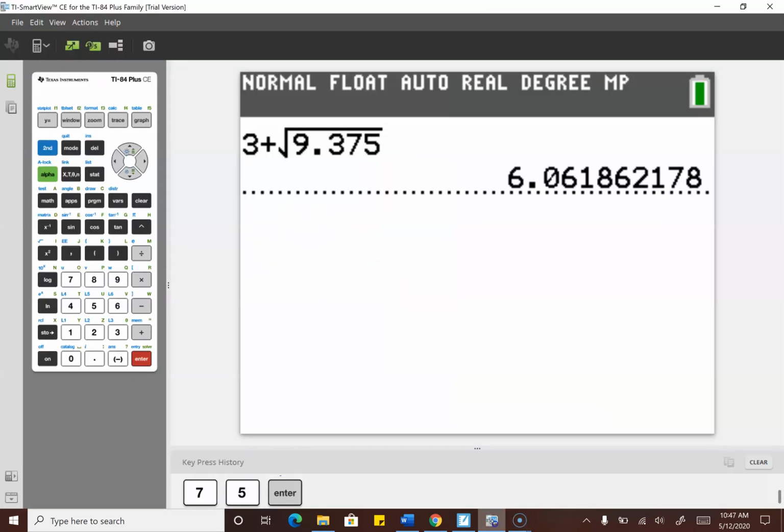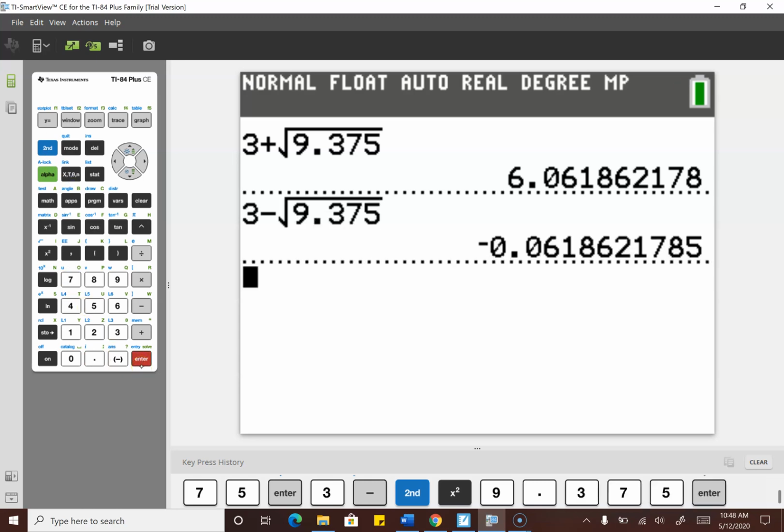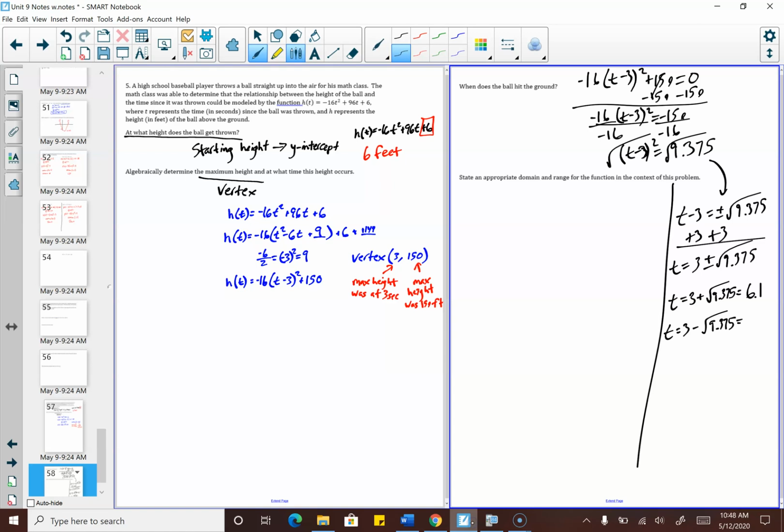And when we do that, here's where we're going to have to be careful and use our brains a little bit. We get −0.1. So let me ask you something. Can you have negative 0.1 seconds? No. So that's going to be rejected, and we're going to have 6.1 seconds as our answer. Obviously the ball can't hit the ground after negative 0.1 seconds, so we have to go with our 6.1 for our answer.